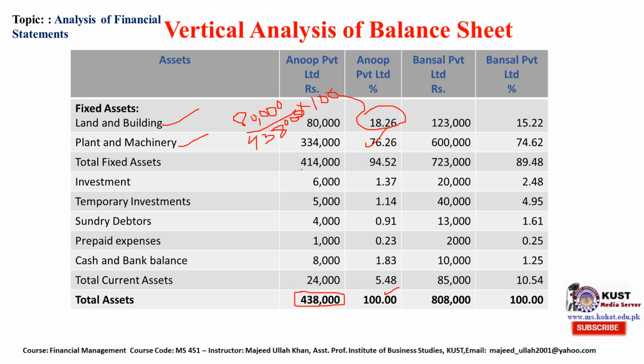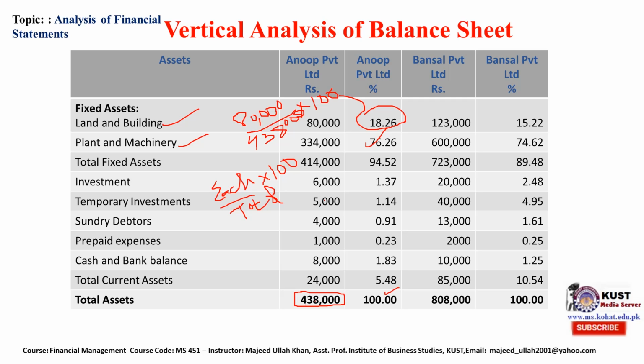How is this percentage calculated? Total fixed assets divided by total assets multiplied by 100 will be equal to 94.52. So each item divided by the total, multiplied by 100. Each figure divided by the total multiplied by 100 will provide you these percentages.